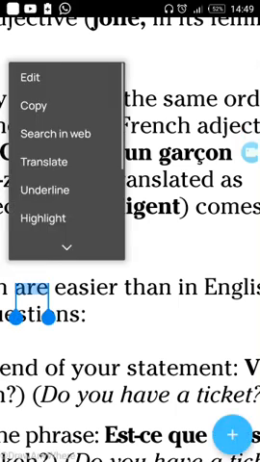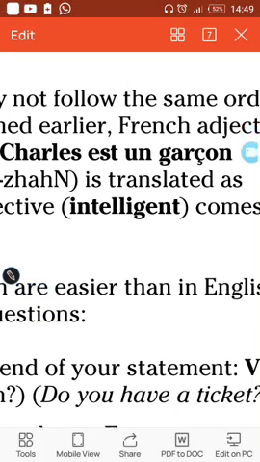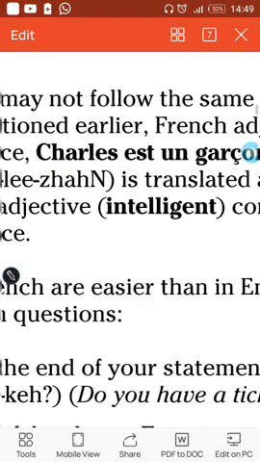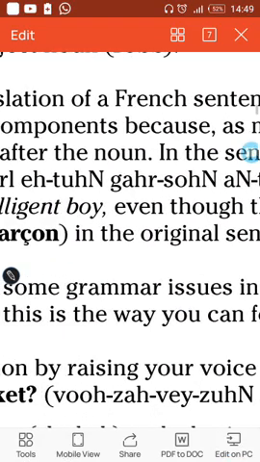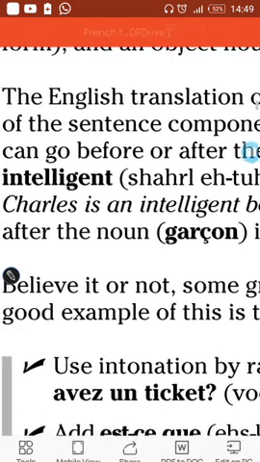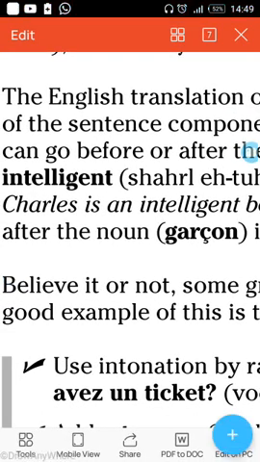Even though the adjective intelligent comes after the noun garçon in the original sentence, in English, intelligent comes before garçon. So, believe it or not, some grammar issues in French are easier than in English. A good example of this is the way you can form questions.